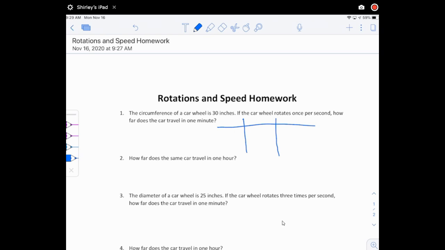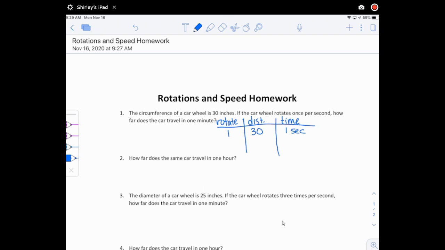So we talked in class about looking at the rotation. So how far does it rotate? What distance does it go? And in what time? Circumference of a car wheel is 30 inches. Circumference tells you how far the car goes when it rotates once. I also know that it rotates once per second, so I can also put 1 second in that same row. How far does it travel in 1 minute?